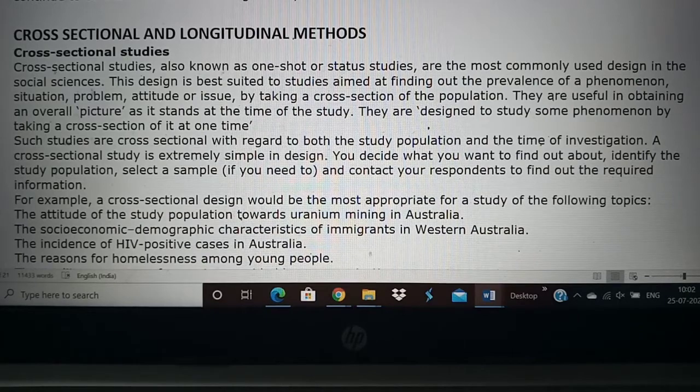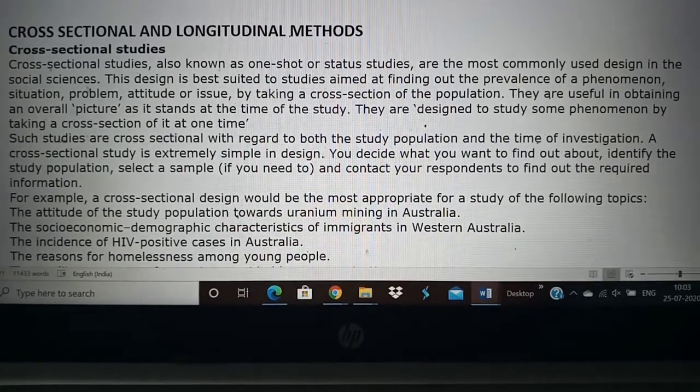That means you are doing a study on a particular problem or situation at one particular time. Listen carefully: you are doing the study about one particular problem at one particular time. We all know that the present world is suffering with coronavirus.